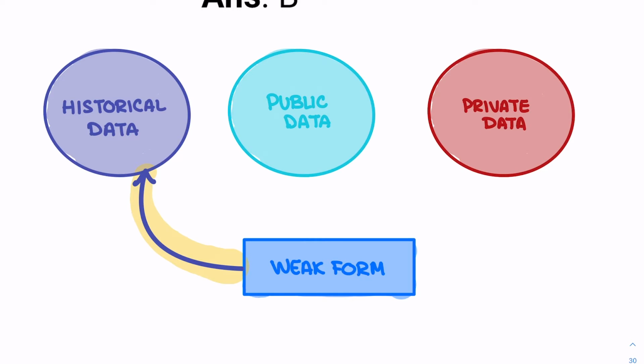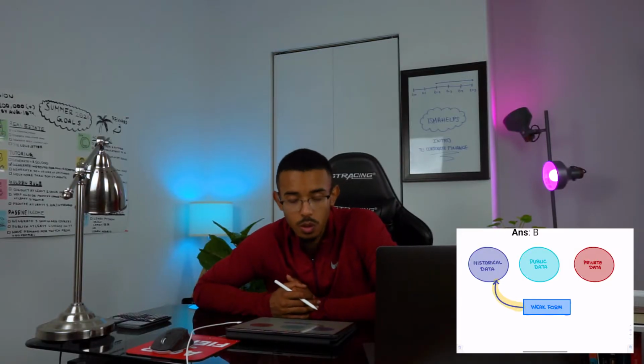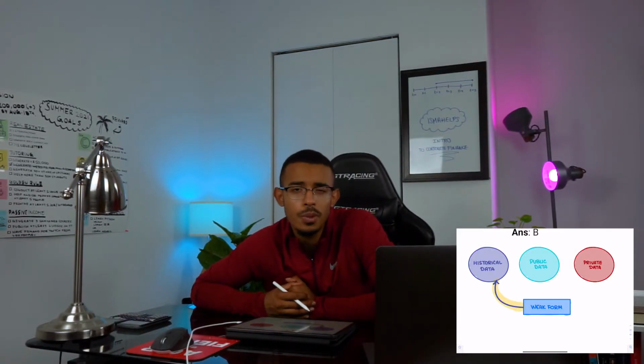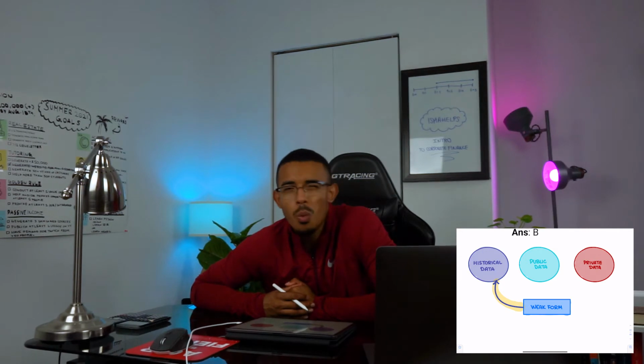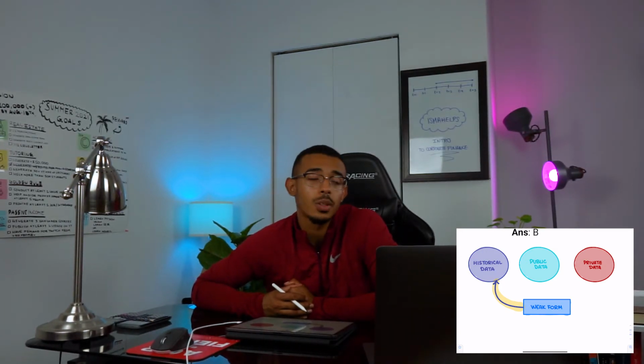As I said, weak form efficiency essentially argues that historical data has to be represented in the prices of the securities on the market. So what does that mean? What is historical data? Historical data essentially means past prices.